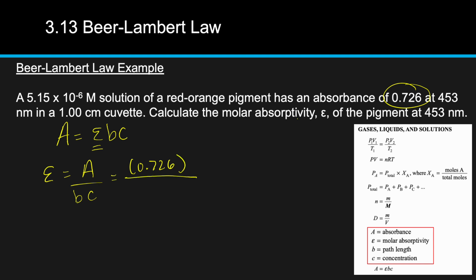Our b is our path length, which is 1 centimeter. And our c is our concentration, which is going to be 5.15 times 10 to the negative 6 molar. And when we calculate that, we end up getting 1.41 times 10 to the 5th, in units of per molar per centimeter.